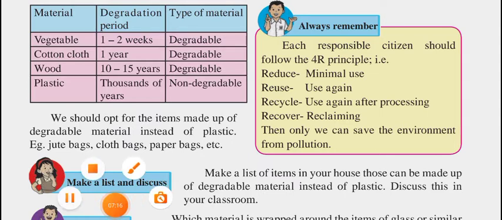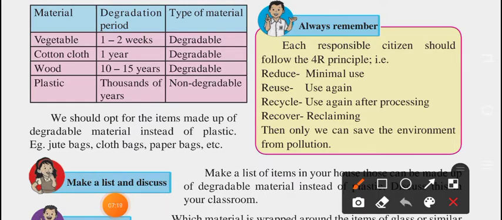As we know, degradation times for materials differ: if vegetables are there, 1 to 2 weeks for the degradation, cotton cloth 1 year for the degradation, wood 10 to 15 years for the degradation. But if it is about plastic, thousands of years, but still it is non-degradable. Some amount of plastic is still there after thousands of years, so it is non-degradable.